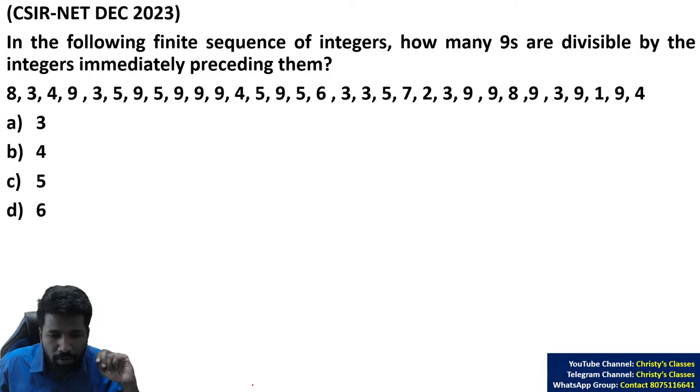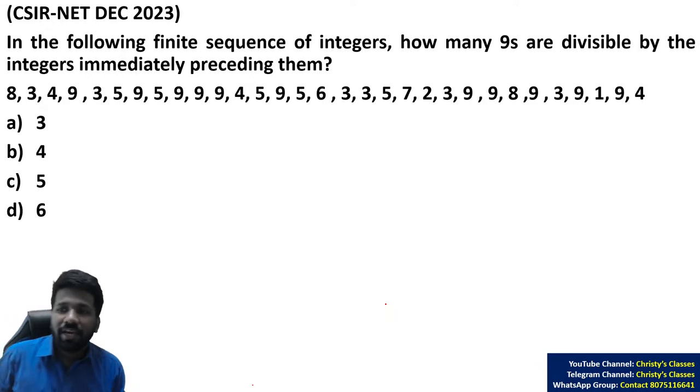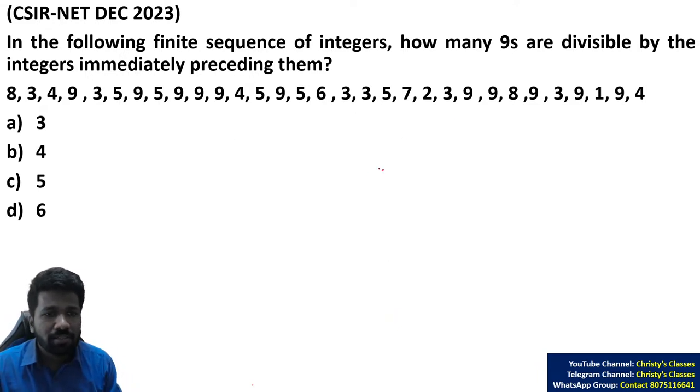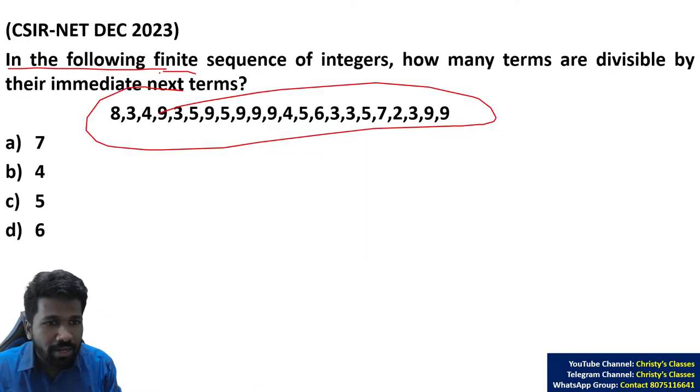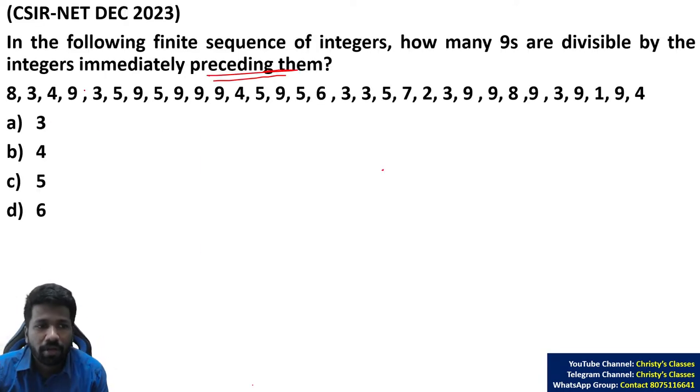Okay, most of you got it. Same as previous question, na? So, in the following finite sequence of integers, how many nines are divisible by the integers immediately preceding them? In the previous question, it was next, meaning succeeding. Here preceding means before. And only nines we need.